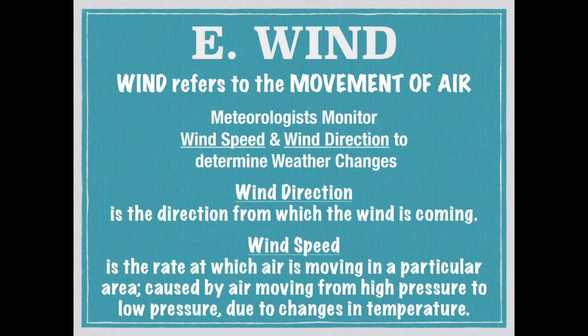The next one is wind. Wind refers to the movement of air. Now this is very important because we'll be talking about wind speed, wind direction, and we'll also be talking about different fronts as it moves in. Okay, wind direction. Wind direction is the direction in which the wind is coming, while wind speed is how fast or the rate in which air is moving in a particular area. And this, of course, can be caused by the high pressure or low pressure systems.